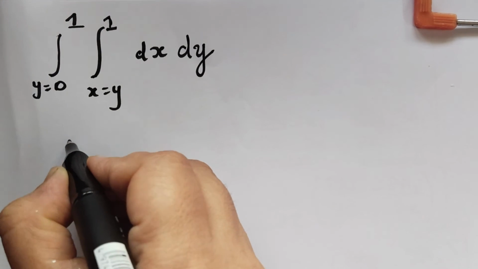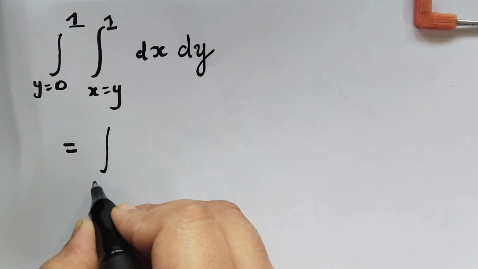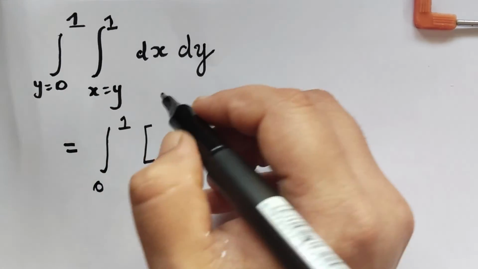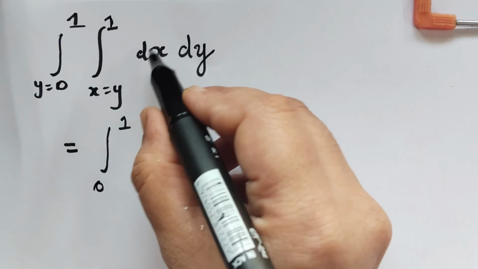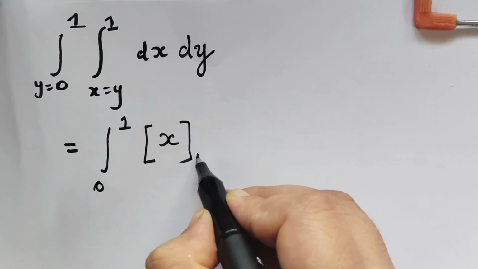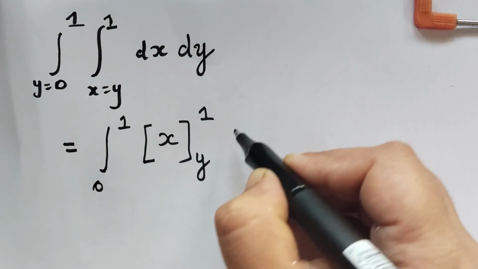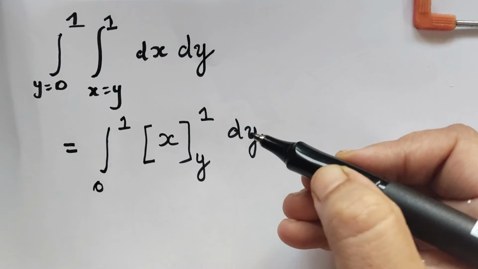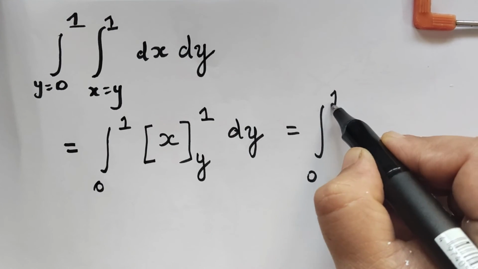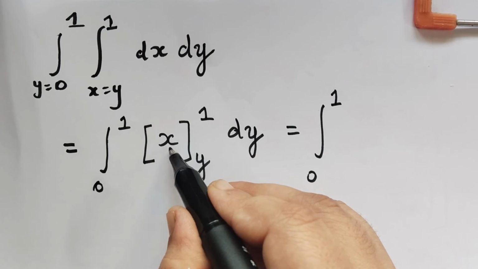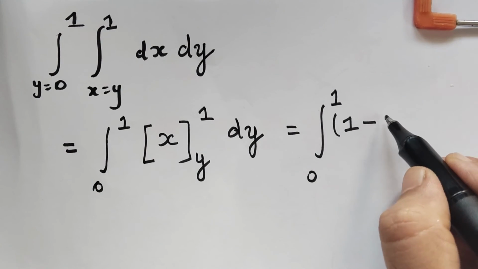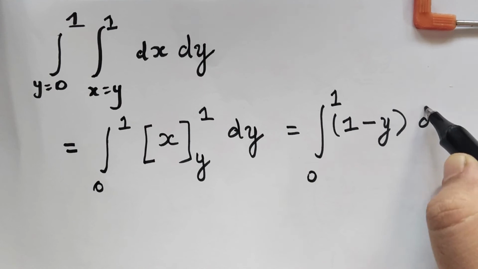So this integral will be equal to, the outer integral remains as it is. First we have to integrate with respect to x. So integrate with respect to dx. So integral dx is x. And this is between the limits y to 1. And then dy. So that is equal to, further, integral 0 to 1. If you apply the upper limit at the place of x, it will be 1 minus the lower limit y. So 1 minus y dy.